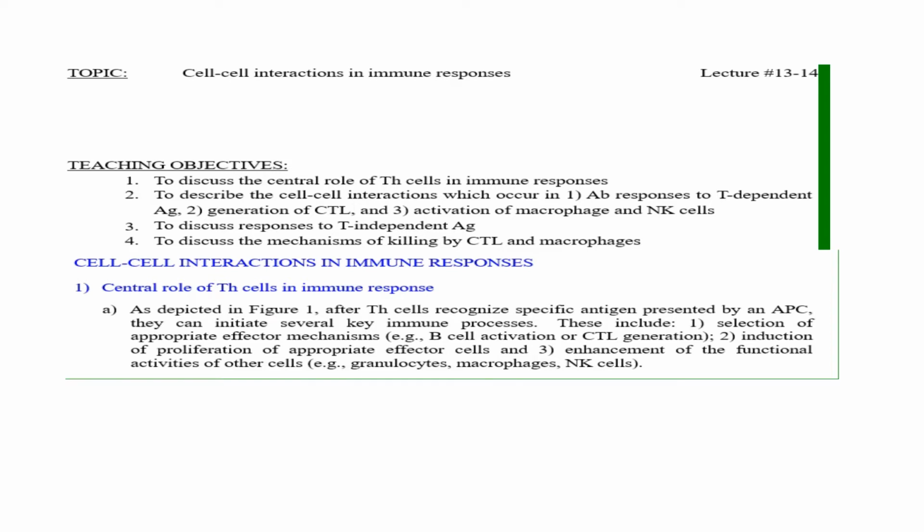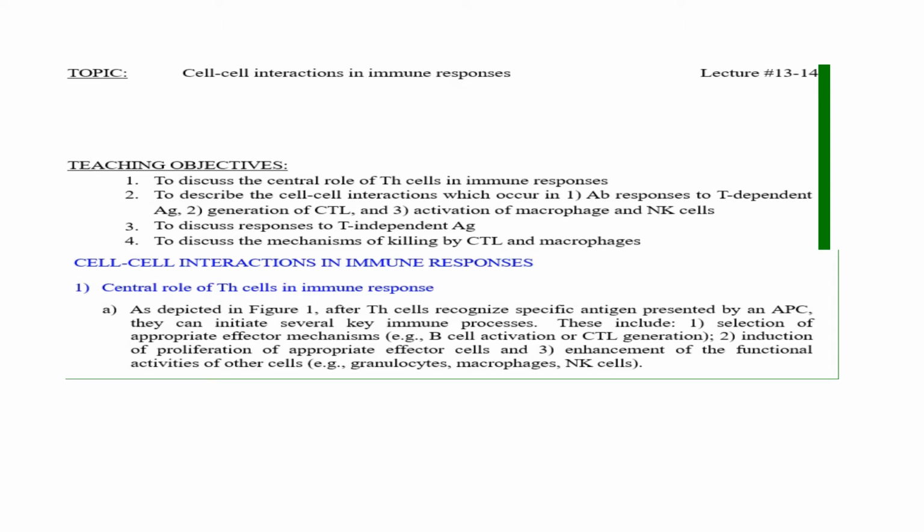Now, what is the central role of T helper cells in immune responses? After T helper cells recognize specific antigen presenting cells, they can initiate several key responses. These include selection of appropriate effector mechanism. Whether the selection will be for B cell activation or cytotoxic T cells activation and generation.